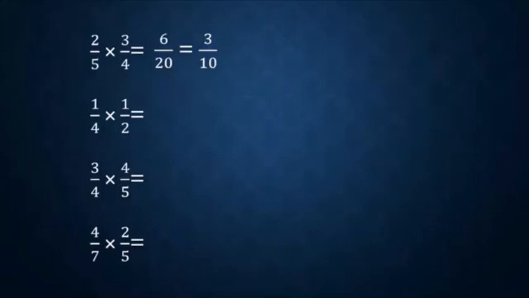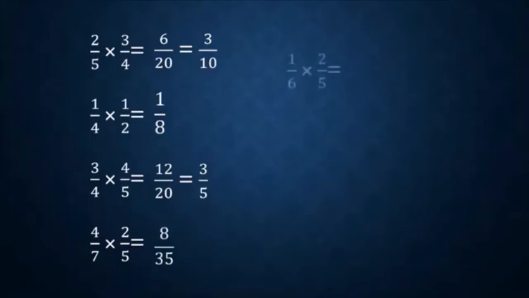1 by 4 into 1 by 2 is equal to 1 by 8. What is 3 by 4 into 4 by 5? It is 12 by 20 or 3 by 5. What is 4 by 7 into 2 by 5? It is 8 by 35.